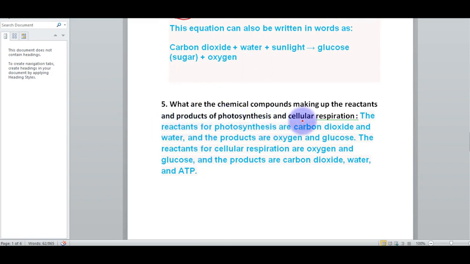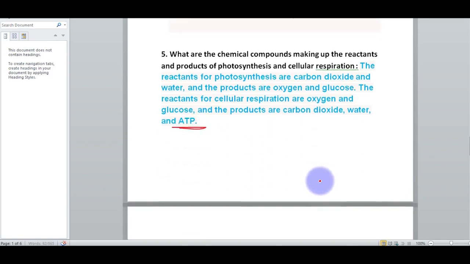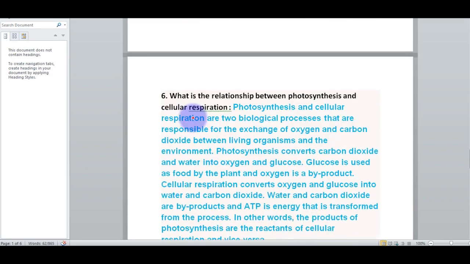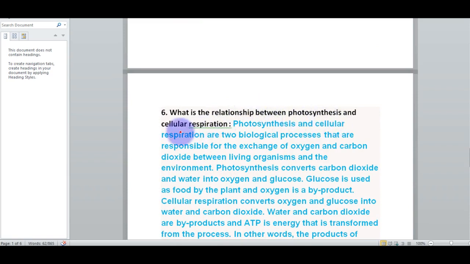So the next is, what are the chemical compounds making up the reactants and products of photosynthesis and cellular respiration? To explain this, the reactants for photosynthesis are carbon dioxide and water, and they produce oxygen and glucose as the end products. Those of cellular respiration are oxygen and glucose, and the products are carbon dioxide, water, and ATP in the form of energy.